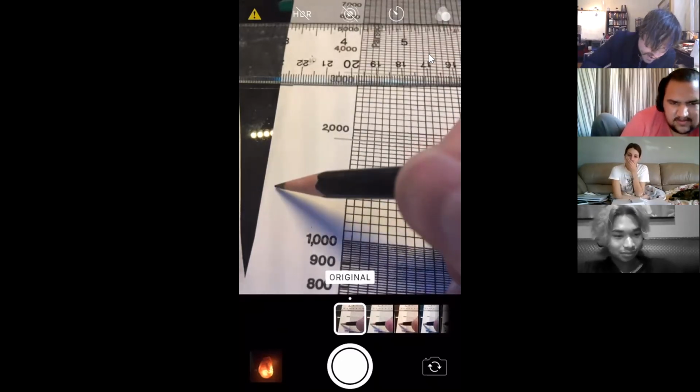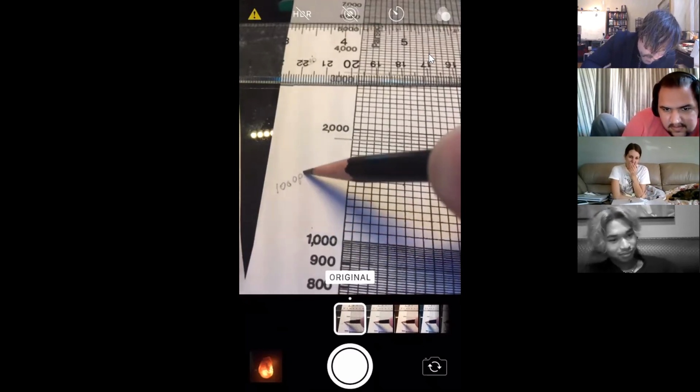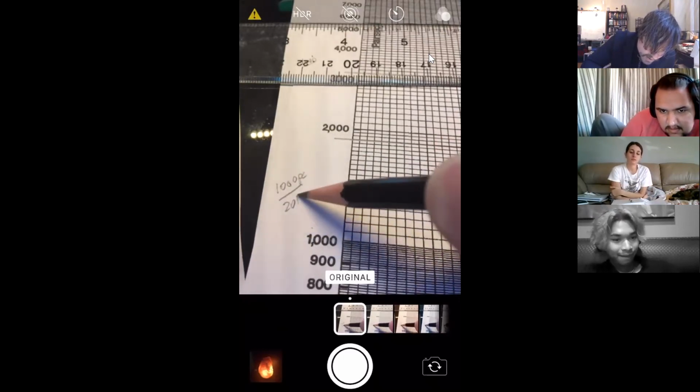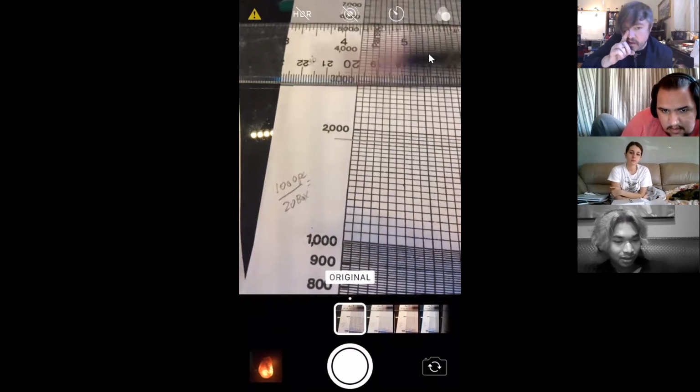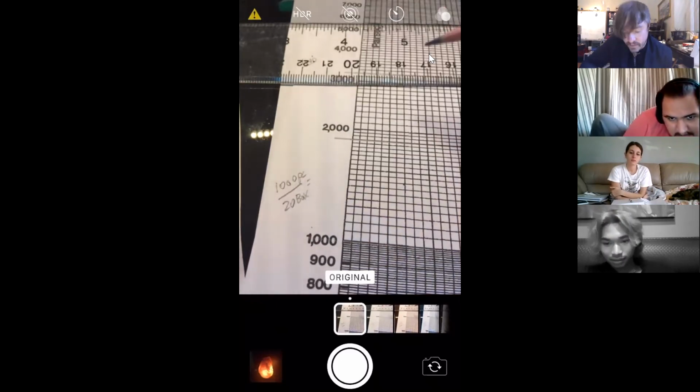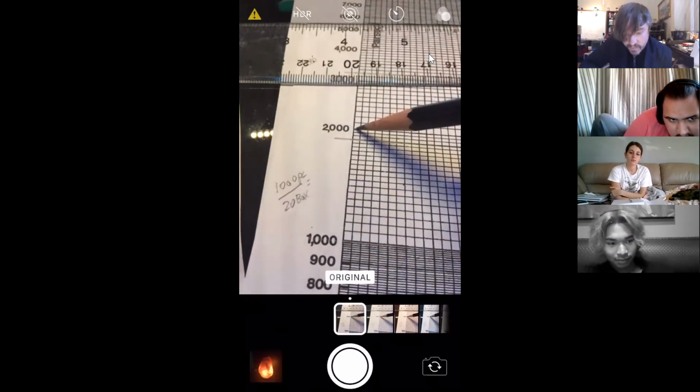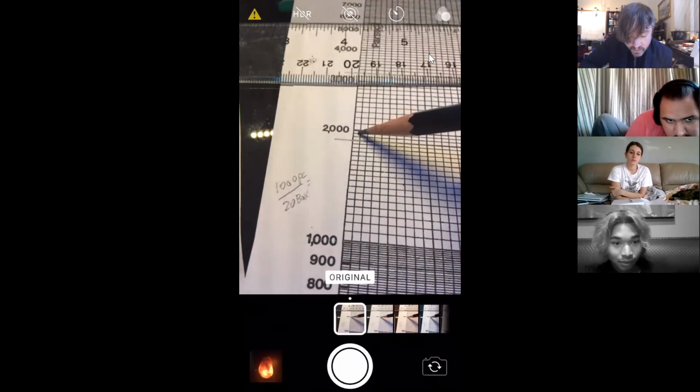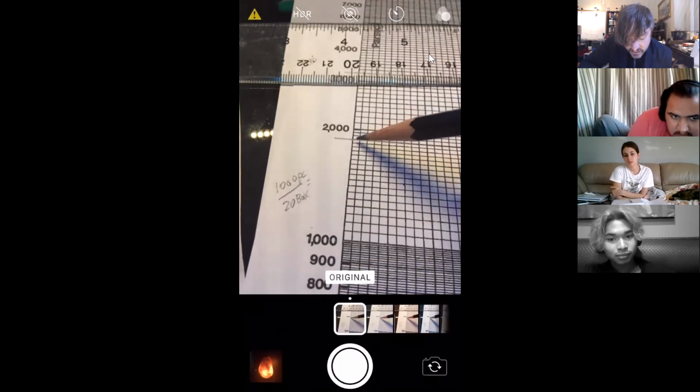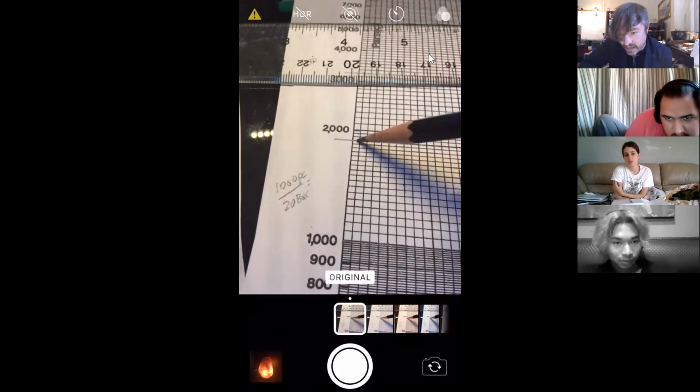All right. So your interval is 1,000 parsecs divided by 20 boxes. What is each tick mark worth? 50. Let's go backwards from 2000. That would be 1950, 1900, and that would be 1850. Did I do that right?